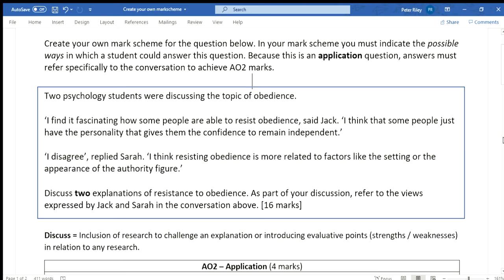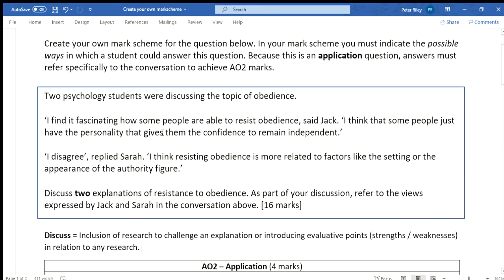So it's a 16-mark question. We have the exam command word there, discuss. Discuss means that we have to include research to challenge or to support the explanations that we are making, which would be part of our AO3 if we're referring to research in this question. The actual explanations themselves would be AO1, and we can also include strengths and weaknesses of any research that we refer to, any parts of our explanation, and that would also score us AO3 marks.